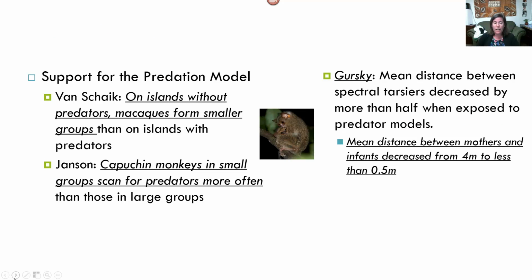So what kind of support do we have for the predation model? Well, Van Schaik found that on islands without predators, macaques form smaller groups than on islands with predators. Similarly, Jansen found that capuchin monkeys in small groups spend more time scanning for predators than do individuals in large groups. And Gursky found that the mean distance between spectral tarsiers decreased by more than 50% when exposed to predator models. That is, they aggregate more, forming a group when exposed to predator models. Once again, this provides some support for the idea that predation pressure is the major determinant of groupings among primates.